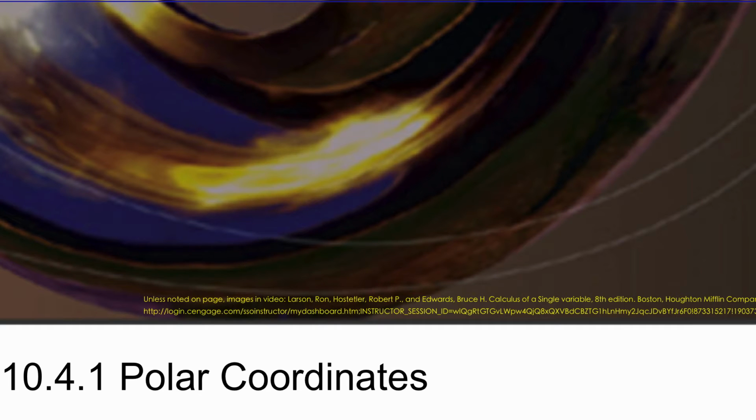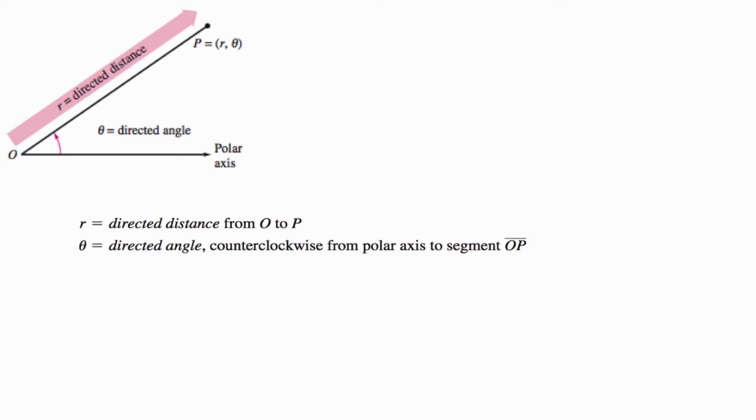Let's move on to polar coordinates. Suppose I have a point, and instead of x, y, I want to talk about it in terms of its distance r from the origin and an angle measured from the positive x-axis. That positive x-axis we're going to call the polar axis, and r is the distance from the origin to our point. Now, we always measure our angle counterclockwise.